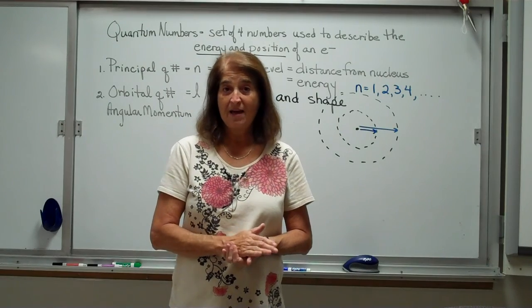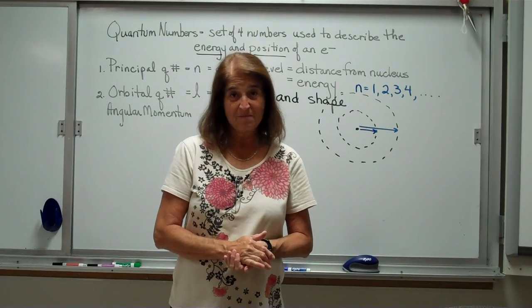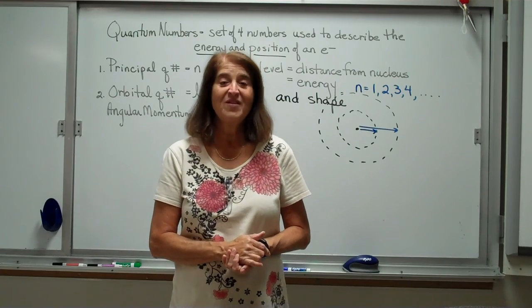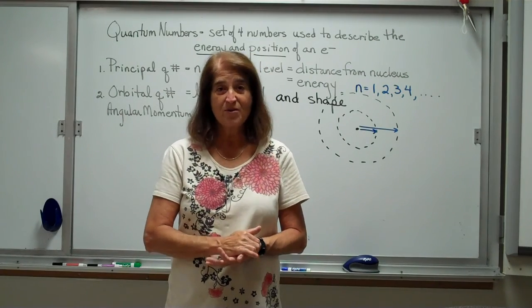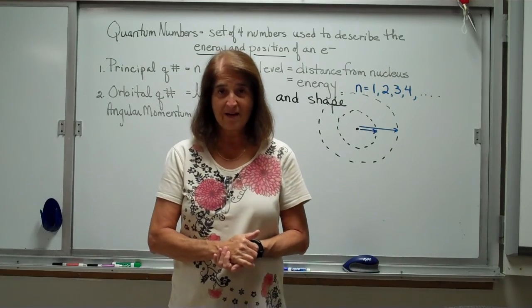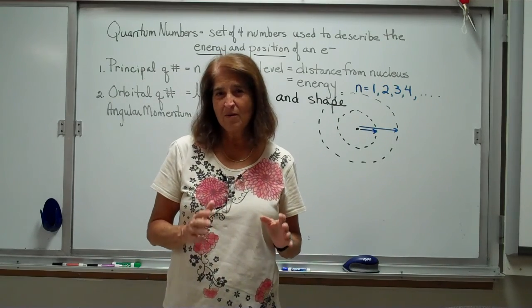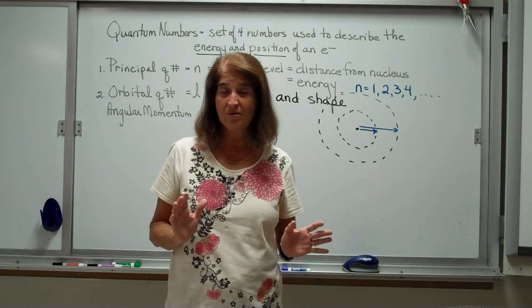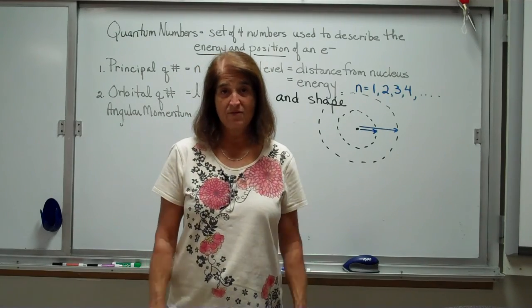After Dalton came J.J. Thomson, whose plum pudding model discovered the electron. That was our first subatomic particle to be discovered. So we knew there were negative charges, just weren't sure about the location, the nature of the positive charge.